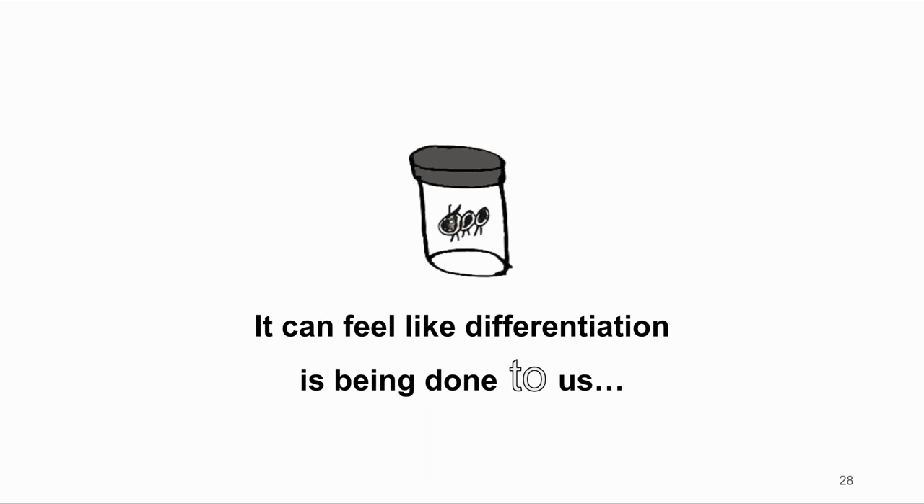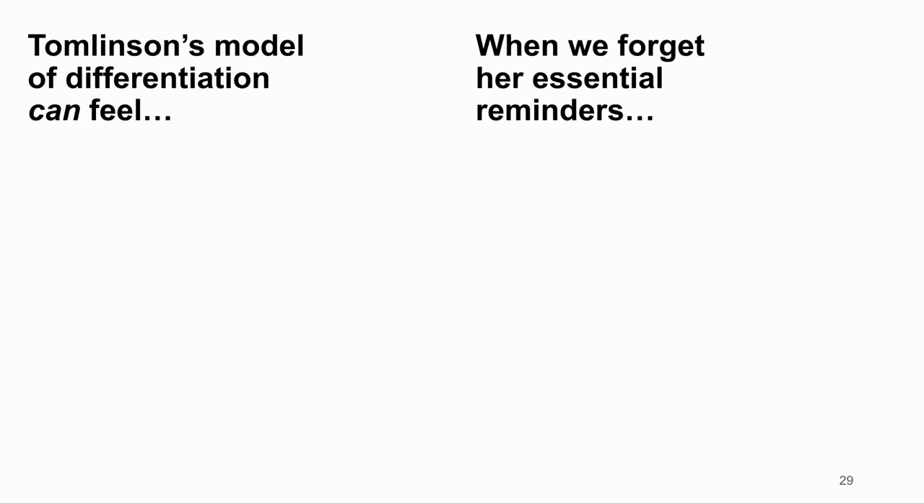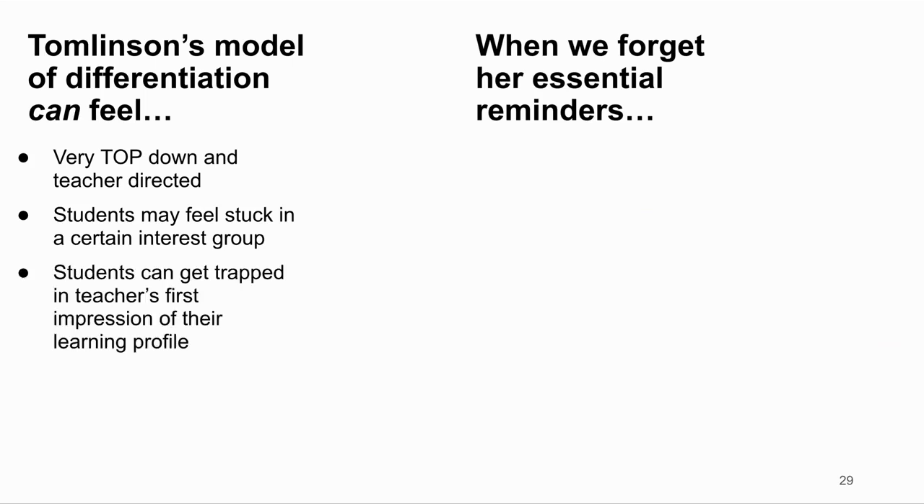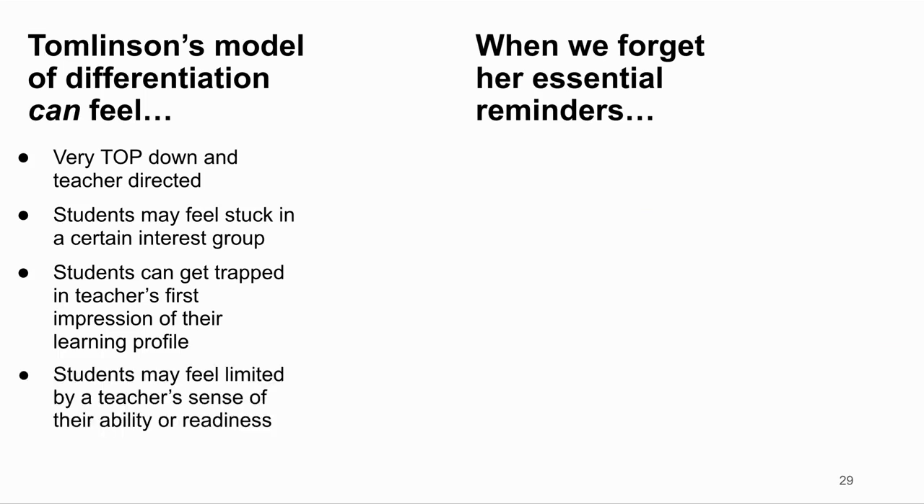As a student, when you have a DI mastermind for a teacher, it can feel a little bit like differentiation is being done to you. This model of differentiation where we plan ahead can feel a little top down and teacher directed. Students can feel stuck in a certain interest group. They can get trapped in a teacher's first impression of their learning profile, or they can feel limited by a teacher's sense of their ability or readiness.